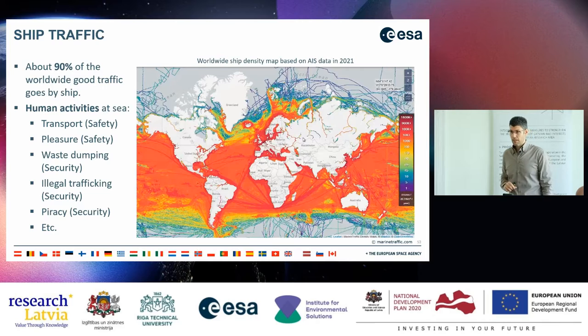So, a bit of motivation. Why do we want to have ship detection? This should already be clear to you. We have large oceans, so the area to cover is large. And if you see the worldwide ship density map based on the so-called automatic identification system data in 2021, you can see the major routes between the continents.